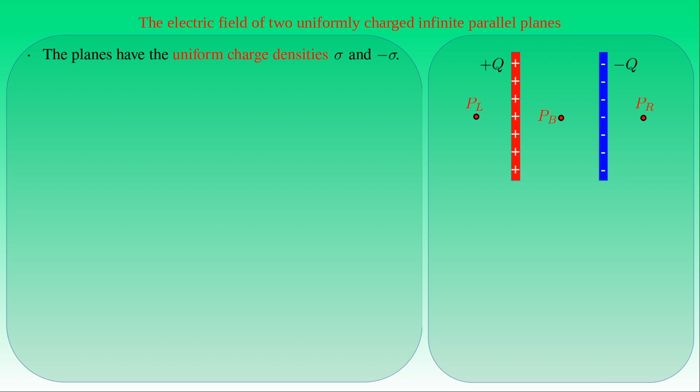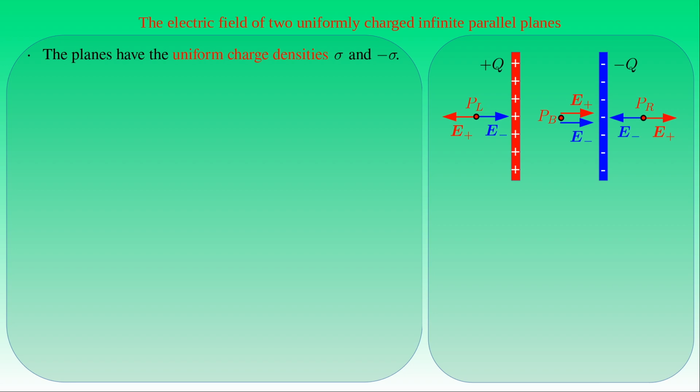Since the electric field E sub plus created by the positively charged plane points outward, it points to the left in the point PL, and points to the right in the points PB and PR. In contrast, the uniform electric field E sub minus created by the negatively charged plane points inward, therefore it points to the right in the points PL and PB, and points to the left in the point PR.